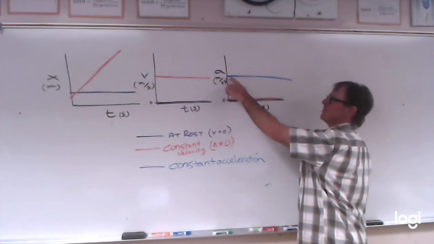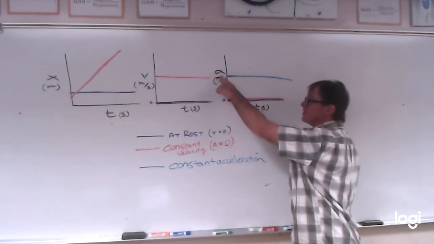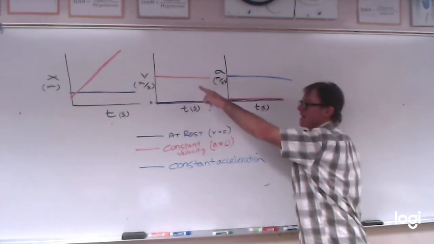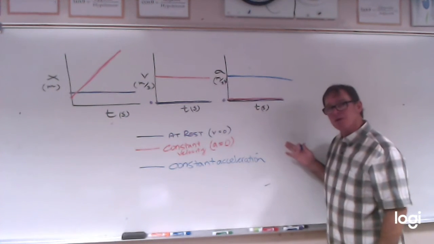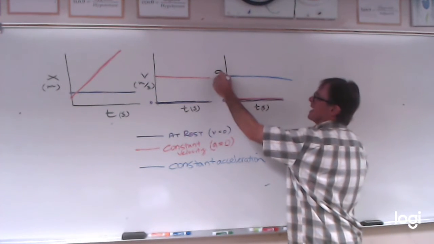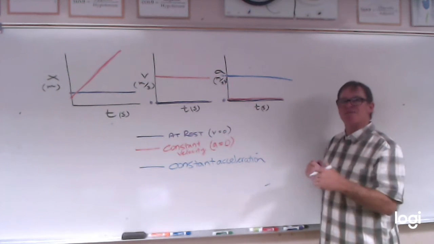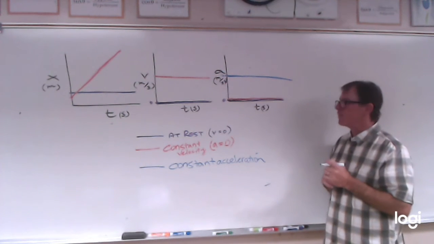And a lot of kids say, well, nothing's happening. That's a straight line. Yeah, nothing's happening on the acceleration time graph, but a lot of things are happening on the other two graphs because you're changing your velocity by this rate. Let's say this is 10. So that means every second you're going 10 meters per second faster than you were the second before.